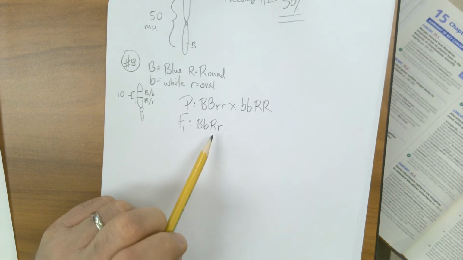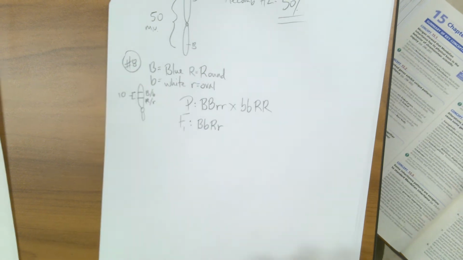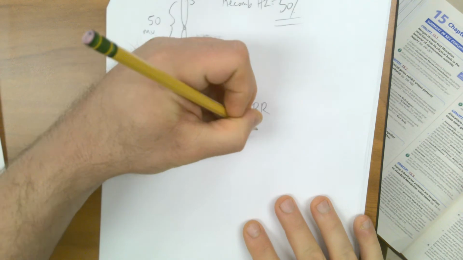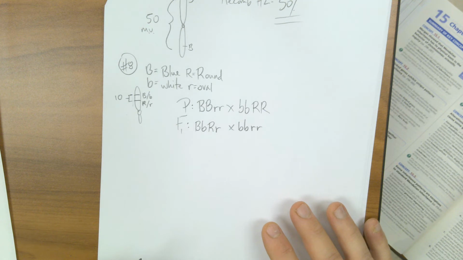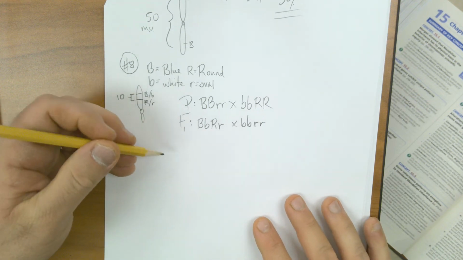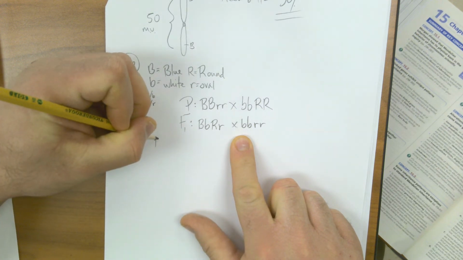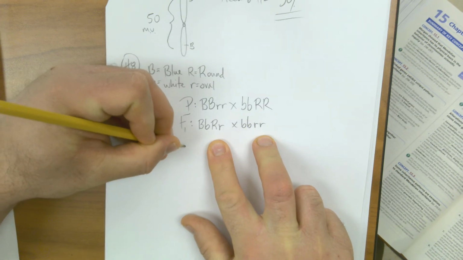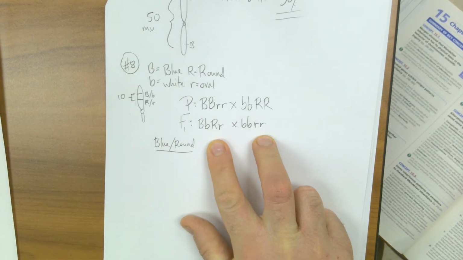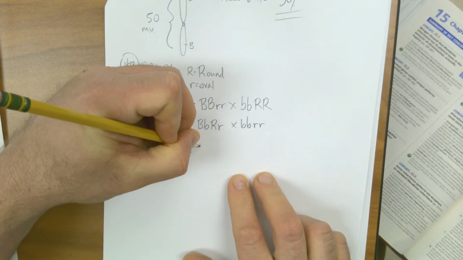It says the resulting F1 offspring are crossed with homozygous white oval plants. So homozygous white, homozygous oval. Hey, that's another test cross. And 1,000 plants are obtained. How many of each of the 4 phenotypes would you expect? Okay, so let's jot down the possibilities, right? The offspring could get a big B and be blue. And they could get a big R and be round. So that's one possibility. They could end up looking like the other parent, right? They could get 2 little b's and 2 little r's and be white and oval.